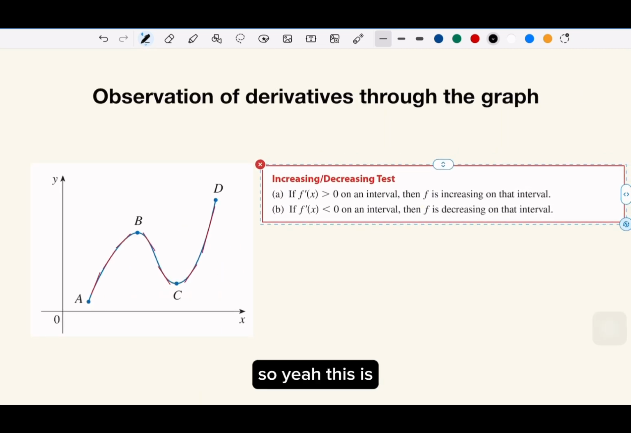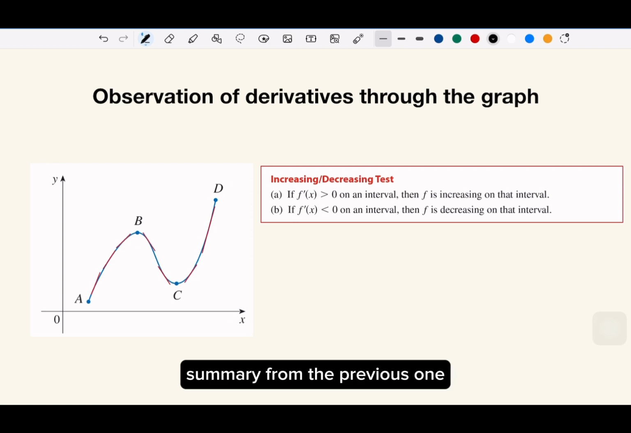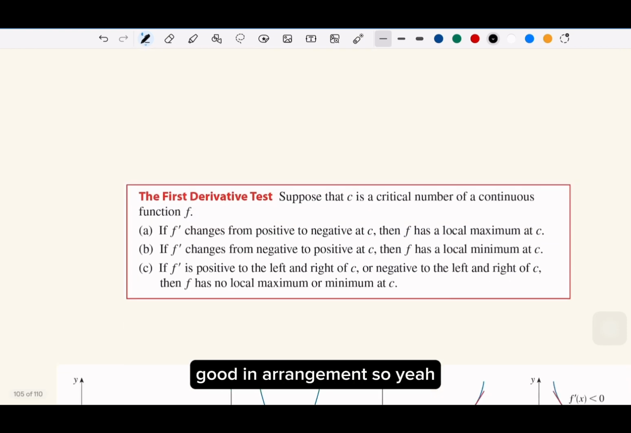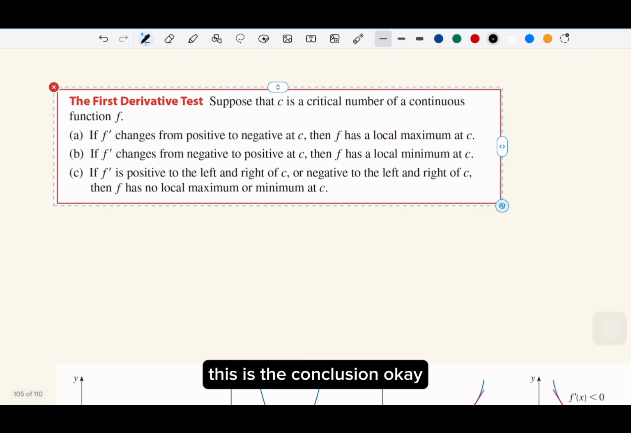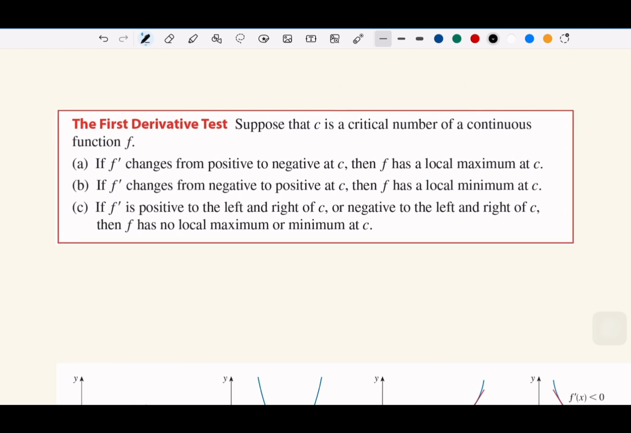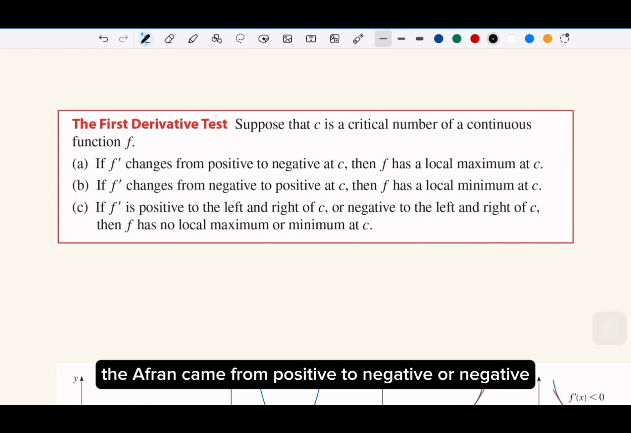So this is a summary from the previous one, just to make it clearer and better arranged. So this is the conclusion. You have a local max when the f prime changes from positive to negative, and a local min from negative to positive. Basically, how you draw the graph, right?